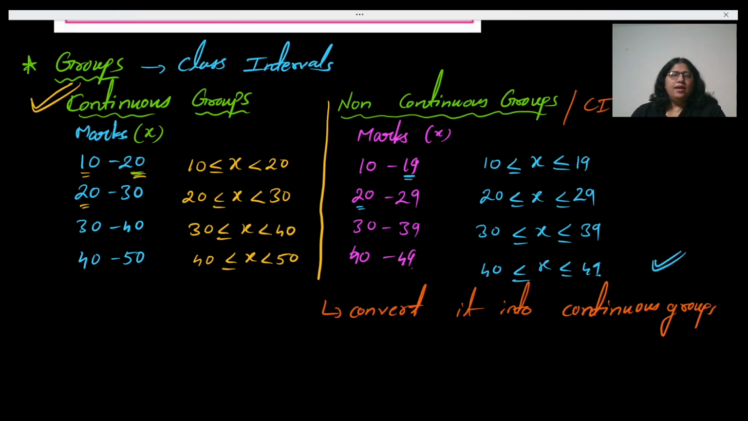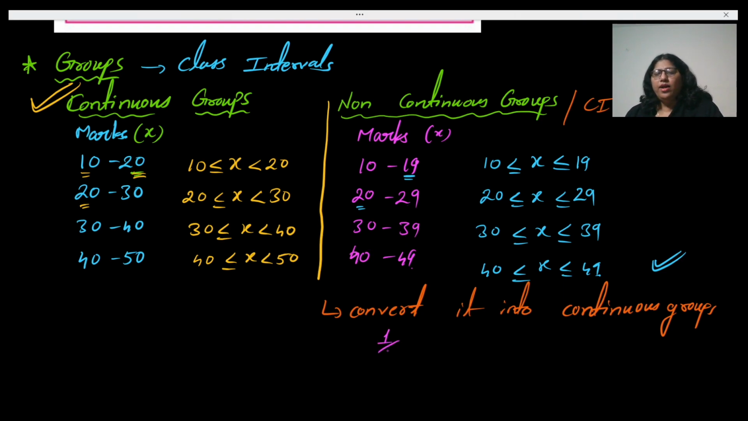If you look at 19 to 20, the difference is 1 unit, right? So 1 unit you distribute here. Anything you take, 30 minus 29, it is 1 unit. This difference is 1 unit. 39 to 40, there is a 1 unit difference. So what do you do in this case?